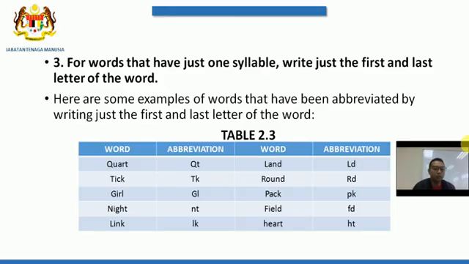Table 2.3, as you can see, first letter Q and the last letter T. Quad, tick, TK, girl, GL, night, NT, link, LK, land, LD, round, RD, pack, PK, fill, FD, and heart, HT. So these are the other methods that you can use to make a form of abbreviation. We'll give you time to read again the table and to understand the explanation given.